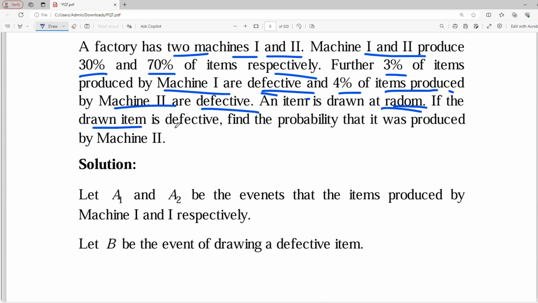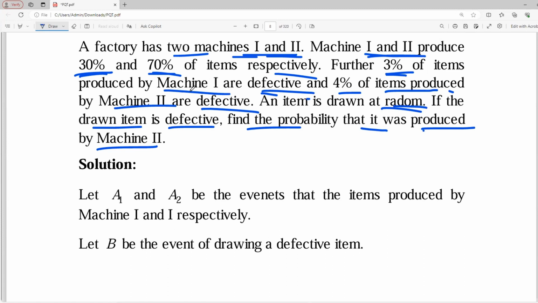If the drawn item is defective, find the probability that it was produced by machine two. So first thing you have to understand is the question. They've given a very simple question. They try to explain it and confuse you, but it is simple. You have two machines, machine one and machine two, which produce 30% and 70% respectively.